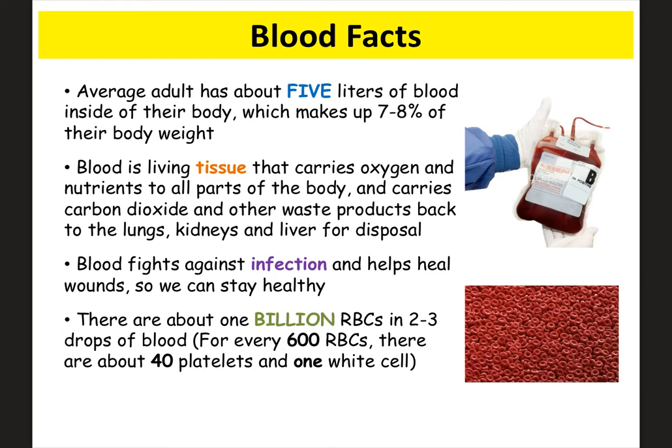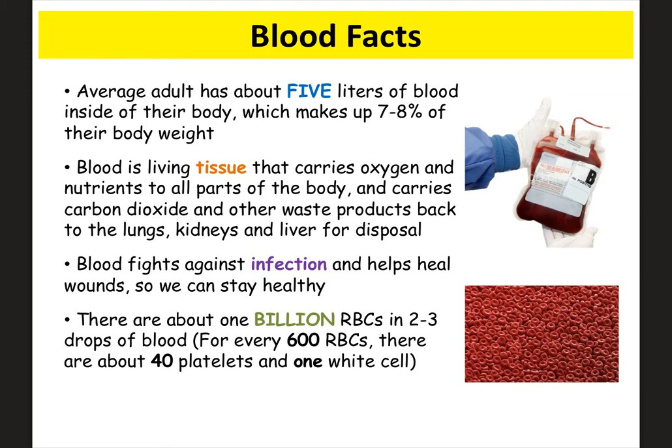An average adult person has about 5 liters of blood, which makes up about 7 to 8% of a person's body weight. So in theory, if you drained all the blood out of a person, they would lose about 7 to 8% of their weight. Blood is considered a living tissue. It is carrying oxygen and nutrients to all different parts of the body, but it's also taking waste products out. It's bringing the carbon dioxide to the lungs, taking other waste products to the kidneys, and so on.